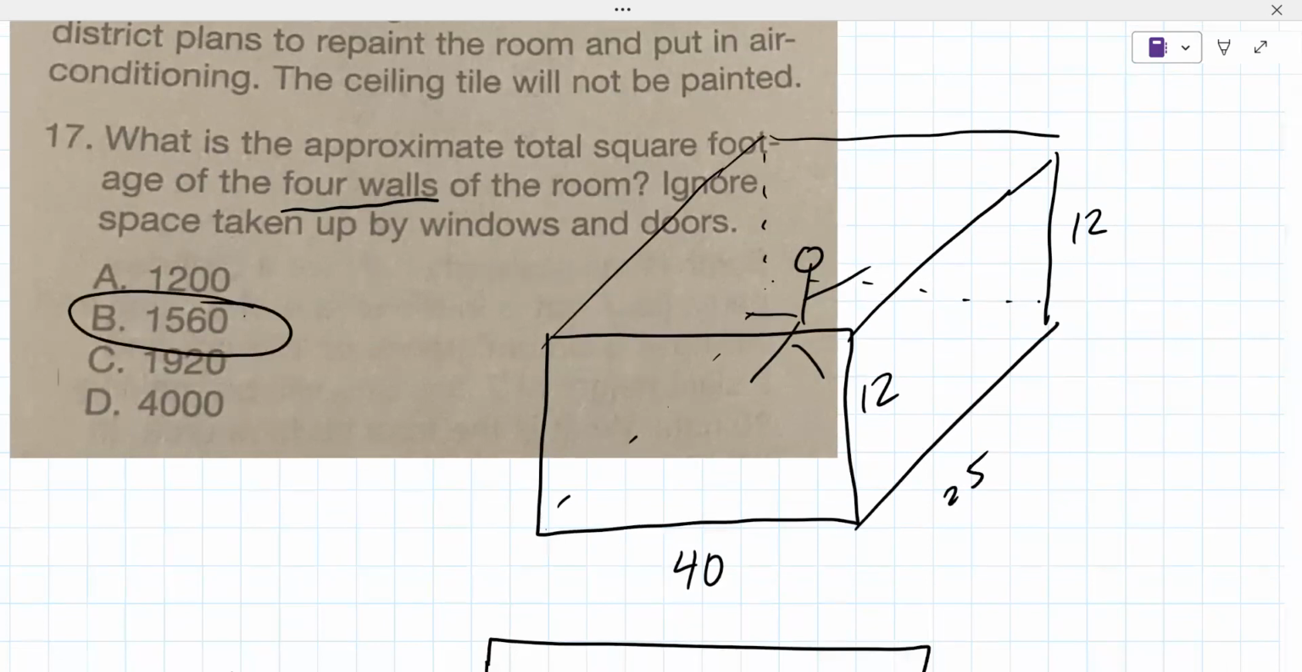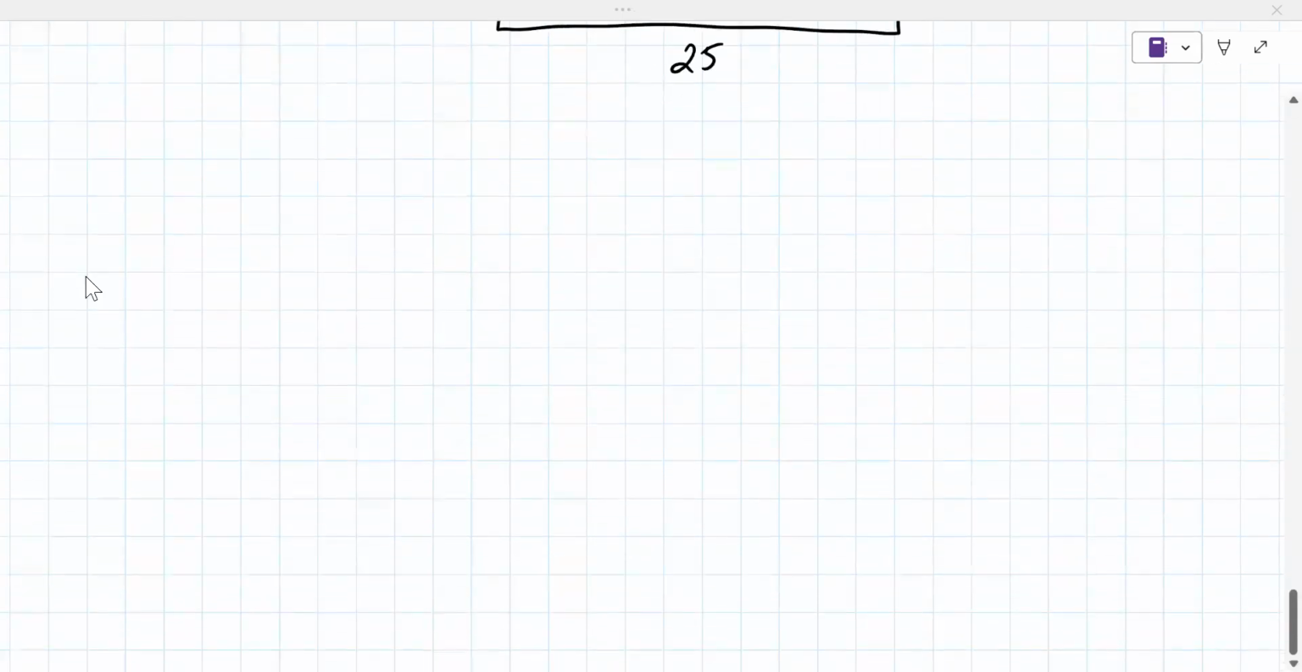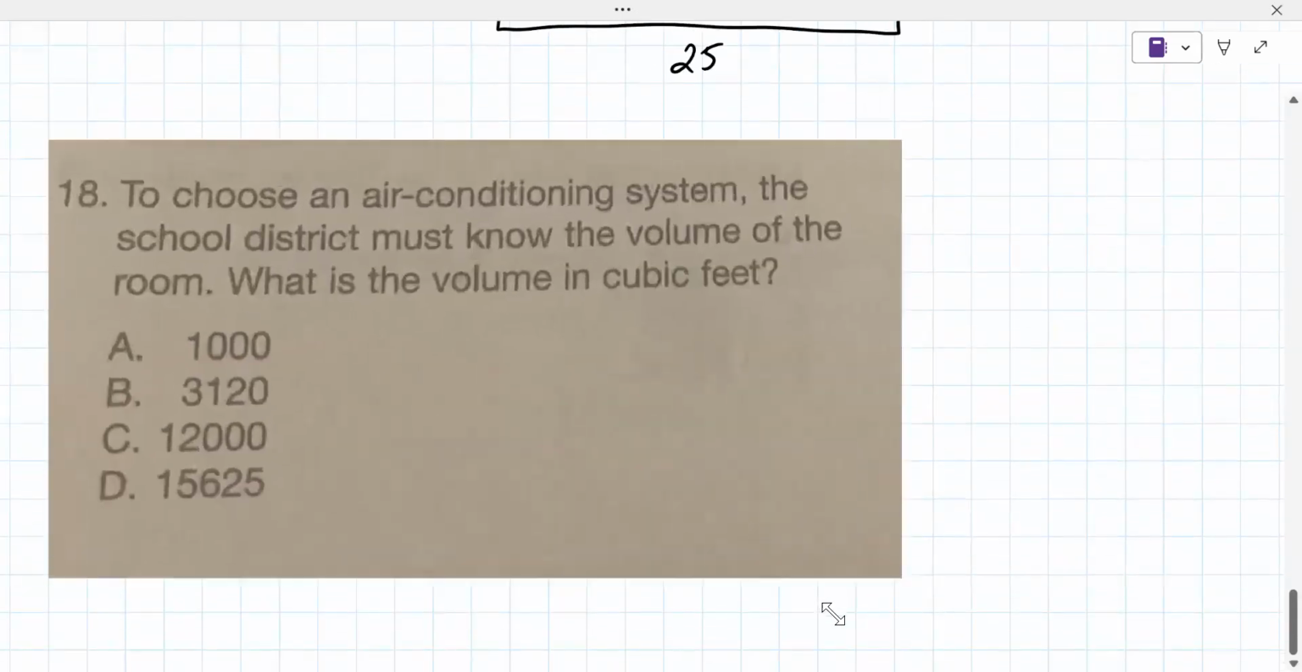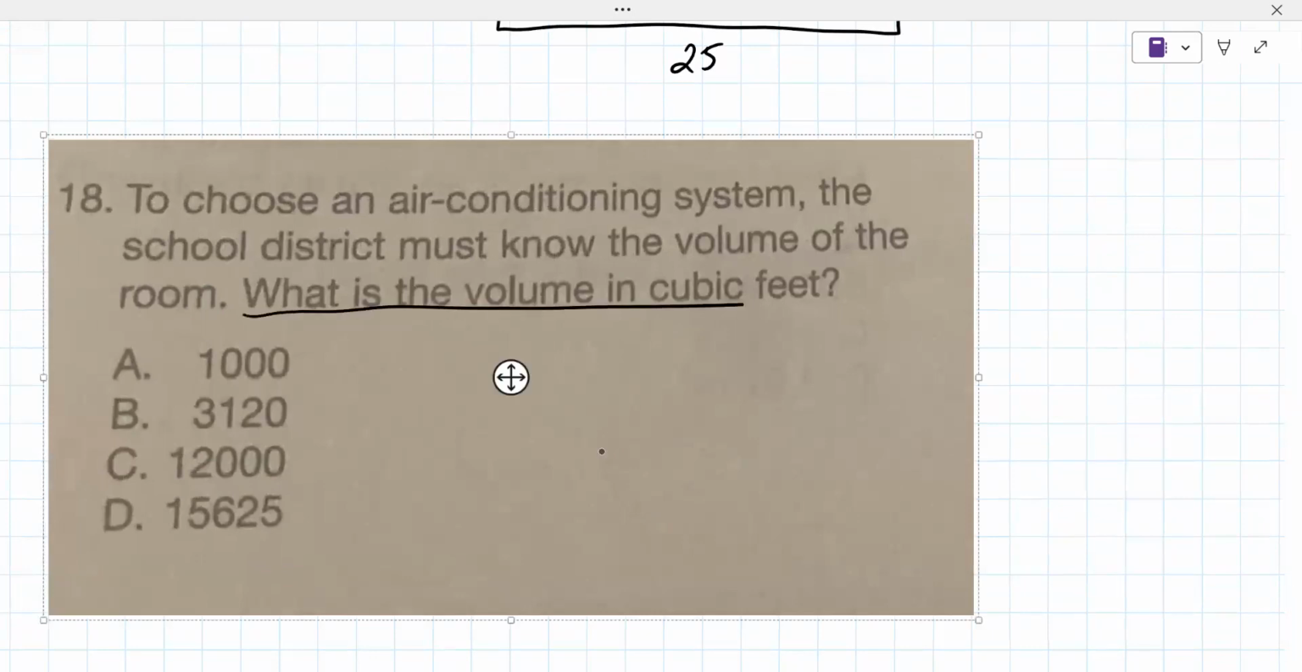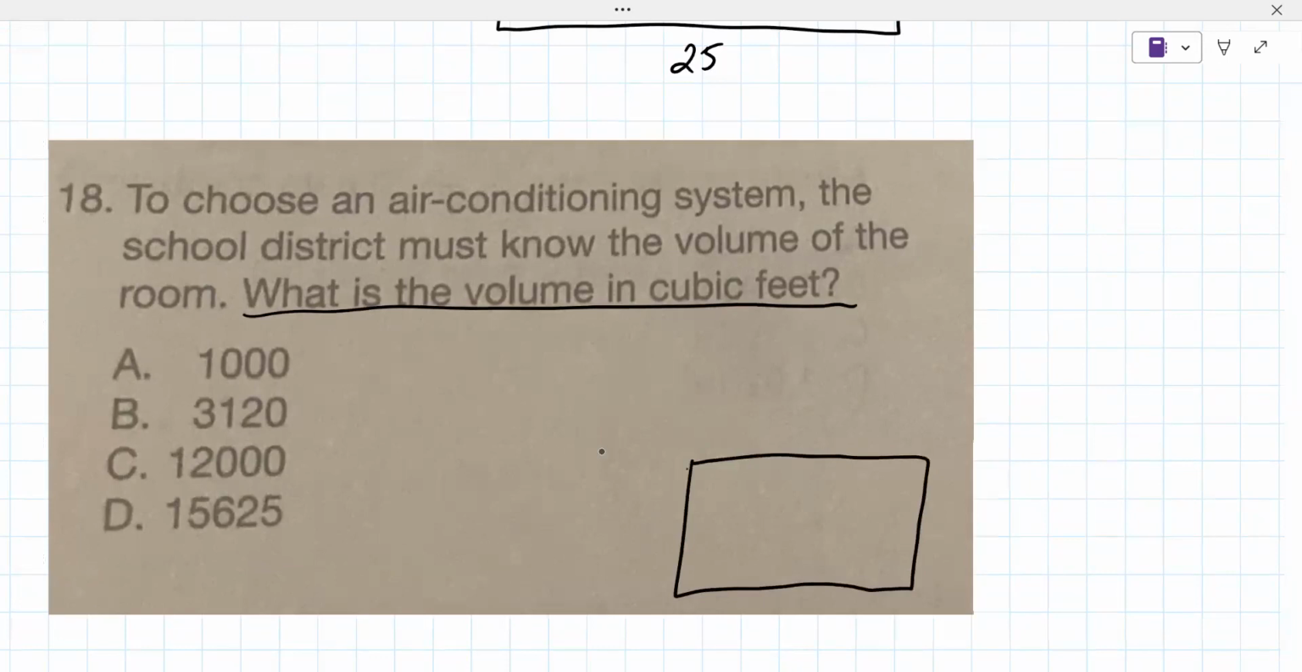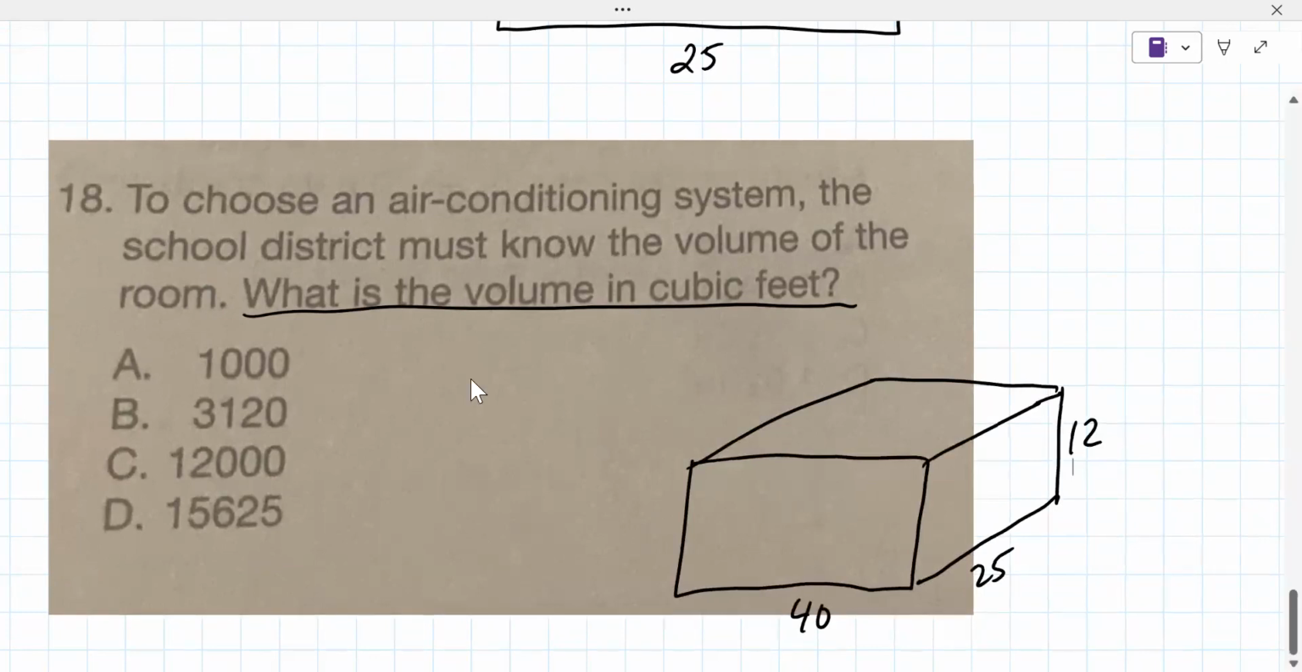Okay, now the next question, I've got to redraw the building. So let me grab the next question. And so there's this test taking strategy where you read the last sentence first, because everything else is actually not important, but 40, 25, and 12. Do you remember the formula for volume of something like this?